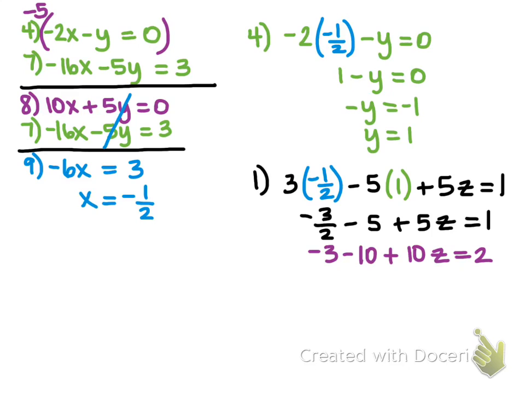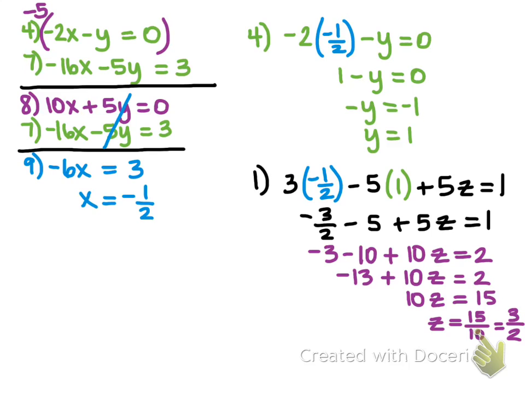So then I can combine like terms. This will give me negative 13 plus 10z equals 2. So I add 13, and this will give me 10z equals 15. Divide by 10, and z will equal 15 over 10, which reduces to 3 over 2. So the solution to this system is going to be negative 1/2, 1, 3/2.